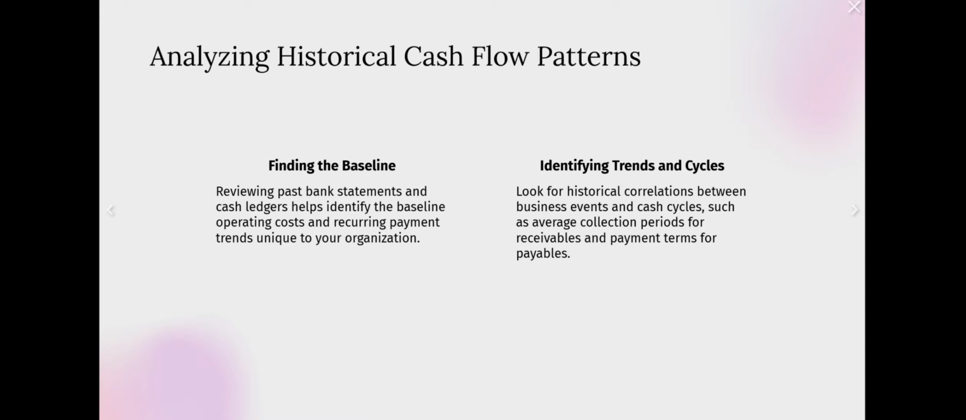Analyzing historical cash flow patterns. Finding the baseline. Reviewing past bank statements and cash ledgers helps identify the baseline operating costs and recurring payment trends unique to your organization. Identifying trends and cycles. Look for historical correlations between business events and cash cycles, such as average collection periods for receivables and payment terms for payables.